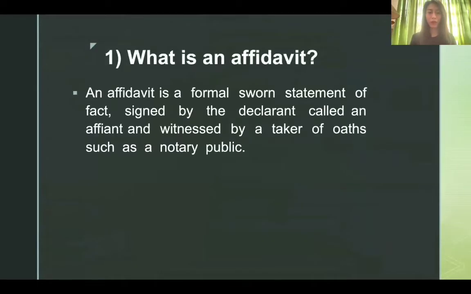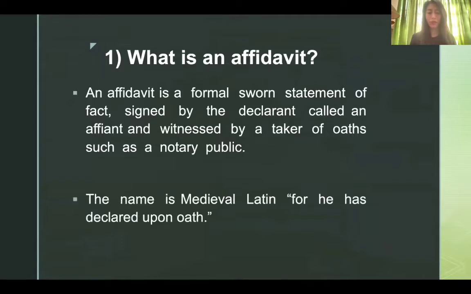Let's first define what an affidavit is. An affidavit is a formal sworn statement of fact signed by the declarant called an affiant and witnessed by a taker of oaths such as a notary public. The name is medieval Latin for "he has declared upon oath."